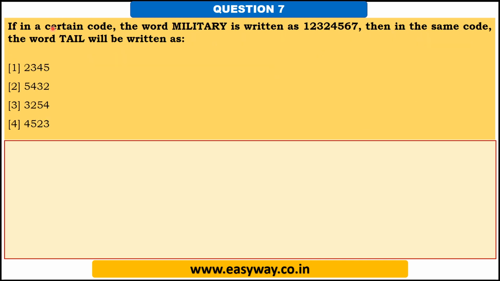Next question is, if in a certain code the word military is written as 1 2 3 2 4 5 6 7, then in the same code the word tail will be written as. Okay, now in this question it is said that the military is coded as this. So let us see what kind of coding it is. So M is coded as 1, I is coded as 2, and L is coded as 3, and again I is coded as 2. That means we can conclude that I here is coded as 2, and likewise M is coded as 1, likewise L is coded as 3, T is coded as 4, and so on.